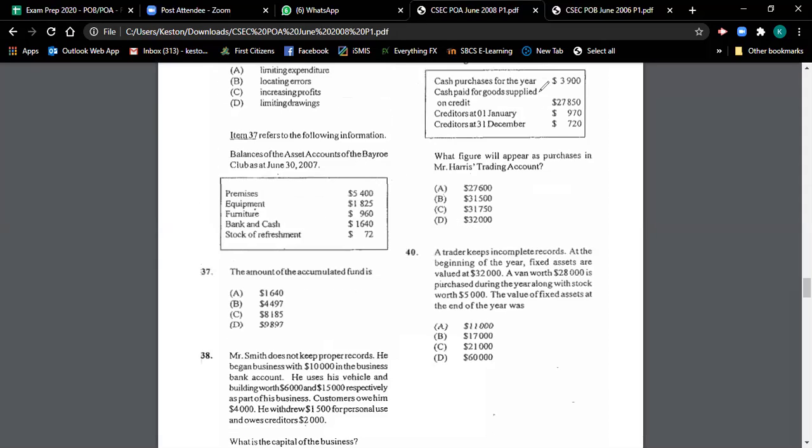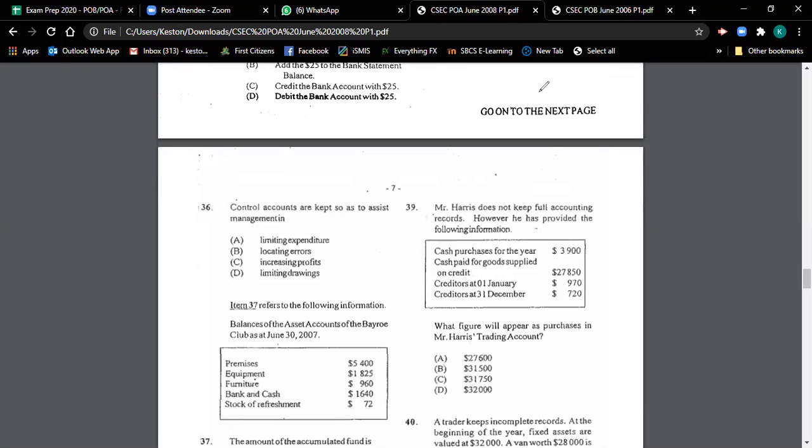39. Mr. Harris does not keep full accounting records. However, he has provided the following information. What figure would appear as purchases in Mr. Harris's trading account? Ariana has D, 32,000. Avisha has C, 31,750.